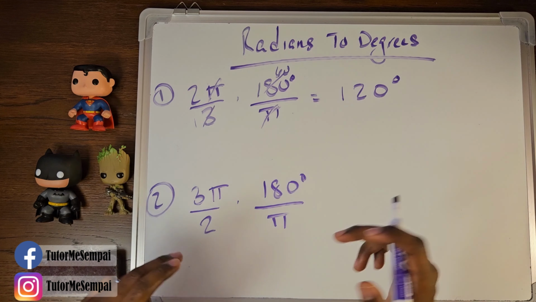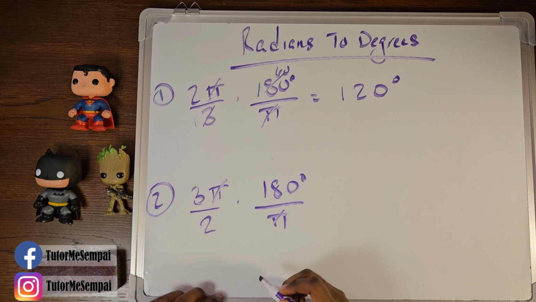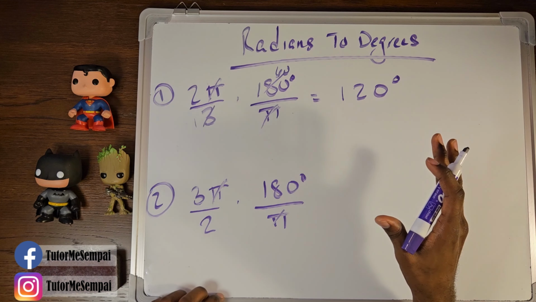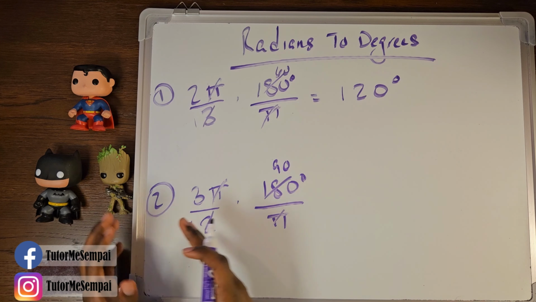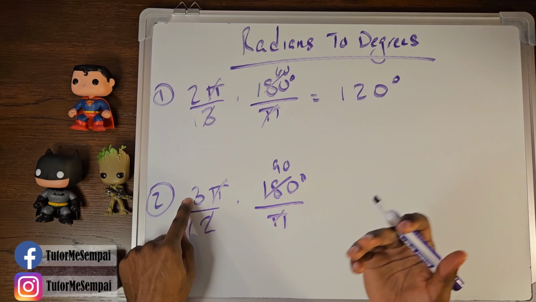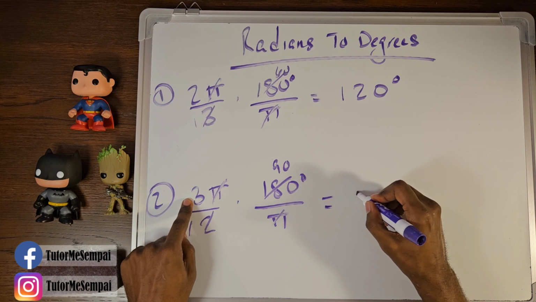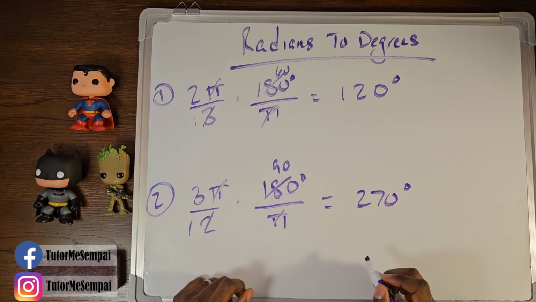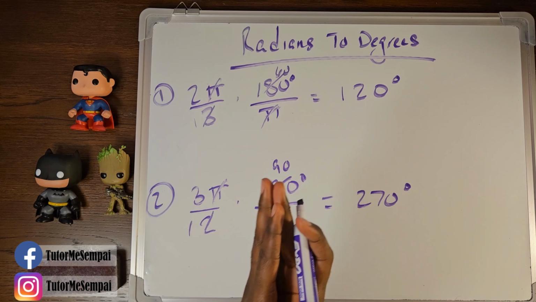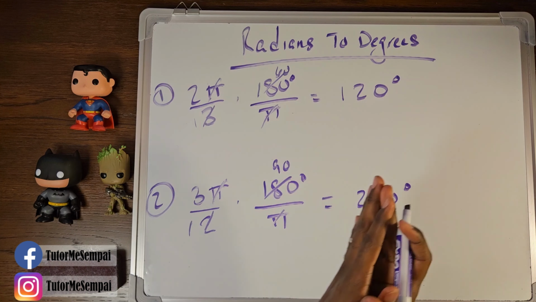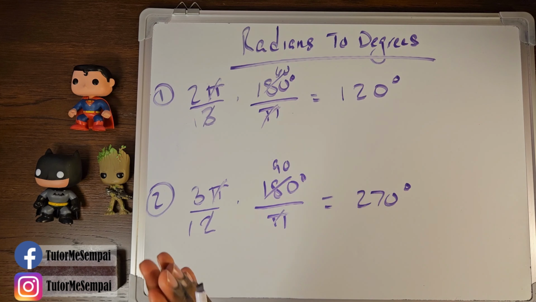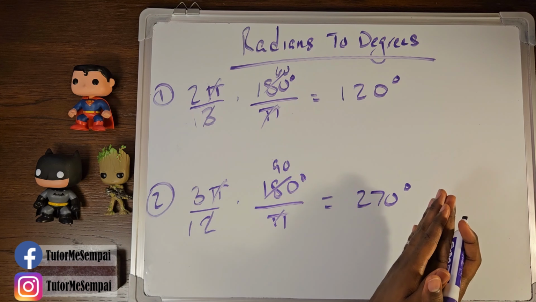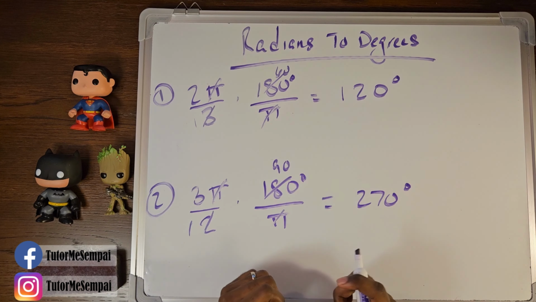We do the same thing for our second one. Our pi's cancel out, no longer in radians. We can simplify that to 90 degrees, and we multiply across: what's 3 times 90 degrees? Well, that's going to be 270 degrees. So like I said, I chose some really easy ones that you can find on your unit circle just so you can check your math. But this method can be done for any radians and any degrees. Just make sure you're using the correct conversion fraction.